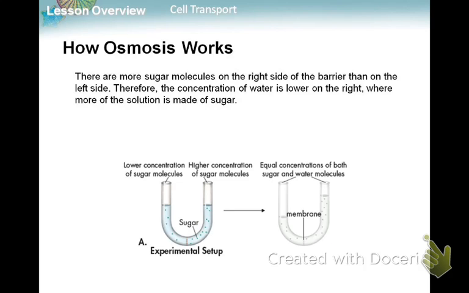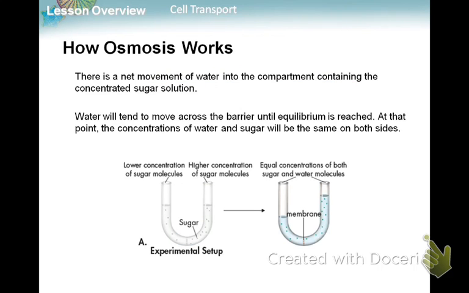So let's go through that again. More sugar molecules on the right-hand side of the barrier. So the concentration of water is lower on the right because there's more sugar there. Water will move across the barrier until equilibrium is reached, and water and sugar are the same on both sides. So water will move to the right, and that will cause the water level to rise.